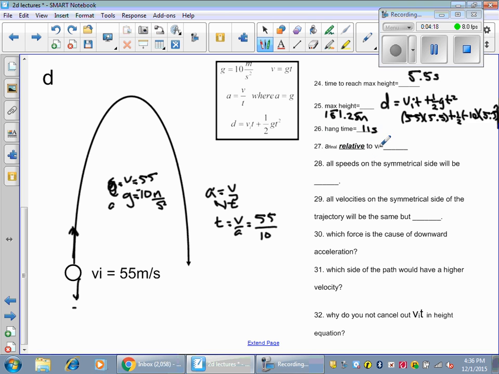A final relative to the initial is negative 10 meters per second squared. We did all these maths earlier. I'm not going to do them right now. I just want to show you the math.